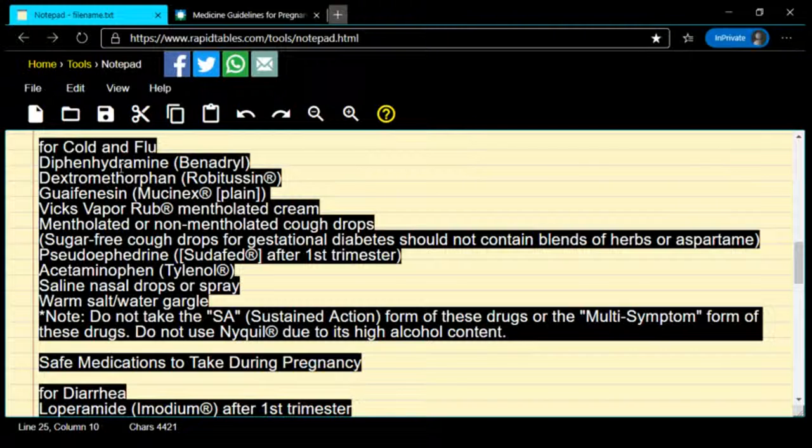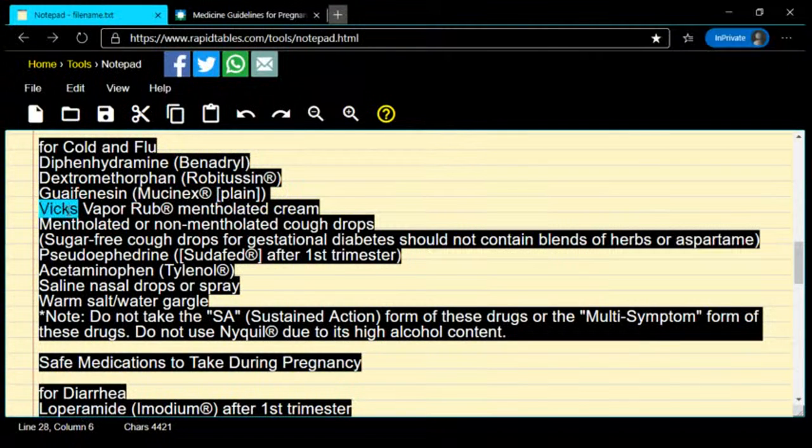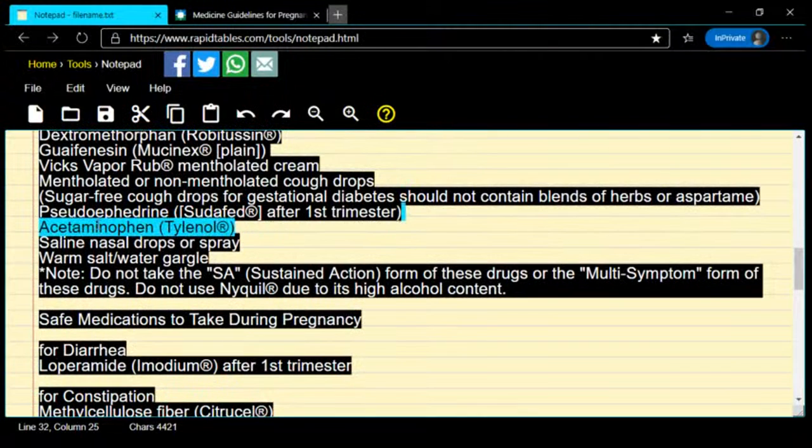For cold and flu, of course, very popular medications: diphenhydramine, Benadryl, dextromethorphan, Robitussin, guaifenesin, Mucinex, Vicks VapoRub, menthol cream, menthol or non-menthol cough drops, sugar-free cough drops, pseudoephedrine in the first trimester, acetaminophen.